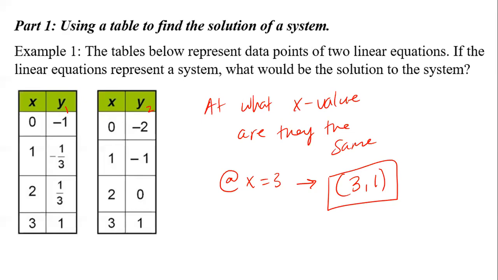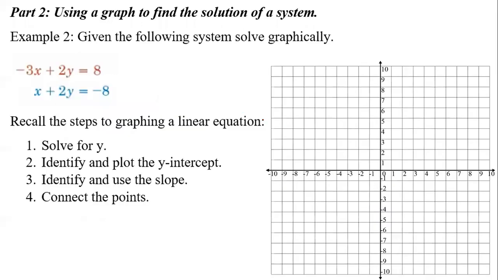Now we're gonna take it up a notch. We're gonna talk about graphing. How would you solve it graphically? If you're solving it graphically, there are 4 simple steps. First, you're gonna solve for y. You're gonna identify and plot the y-intercept, identify and use the slope, and connect the points. And then you're going to look and see where they intersect. You want to do this to the best of your ability because your accuracy determines whether your answer is going to appear or not appear.